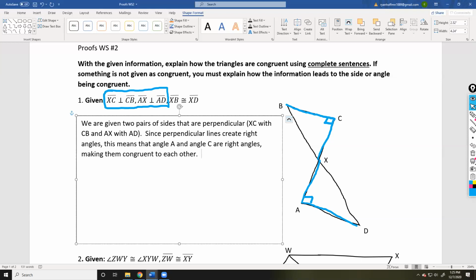We are also given that segments XB and XD are congruent, giving us a pair of sides. I don't need to explain anything there because they are marked as congruent already. So we have that pair of sides given to us already, so we can just mark it in the diagram and say that they're congruent. Boom. Another pair of sides down.